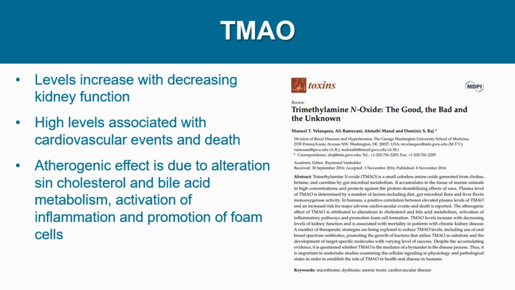High levels, I said, are associated with cardiovascular disease too, such as altering cholesterol and bile acid metabolism and activating inflammation and promoting foam cells. But the levels increase with decreasing kidney function. So if someone has renal impairment or renal disease, or even diabetes can affect your kidneys, and this can actually increase your TMAO levels, and this can increase the risk of UTIs because it does reduce the susceptibility, if this stuff is present in the urine, of certain bacteria to certain antibiotics.